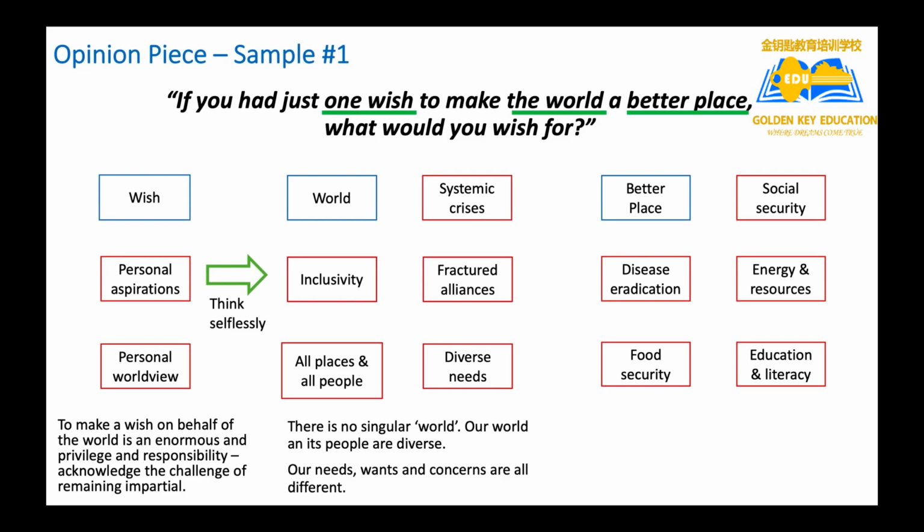So, as we look at the terms around the idea of world, we come to the conclusion that there is no such thing as a single world. Our world is a combination, a melting pot made up of its people and its cultures that are incredibly diverse and difficult to categorize into one or two categories. And the idea that our needs, wants, and concerns are all very different. So then how do we make the world a better place? How do we make a wish that will benefit everyone, not only benefit a few over here and then disadvantage a few over there? How do we be fair and equitable?